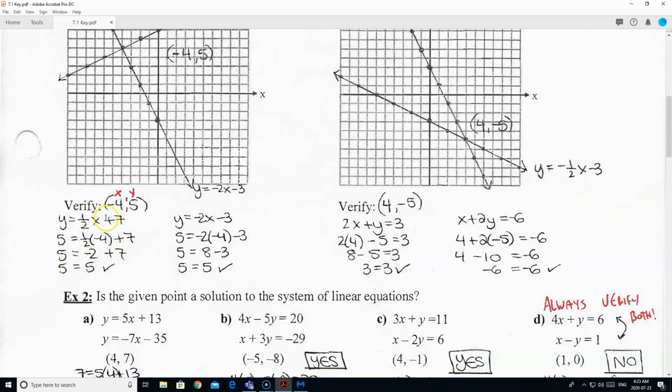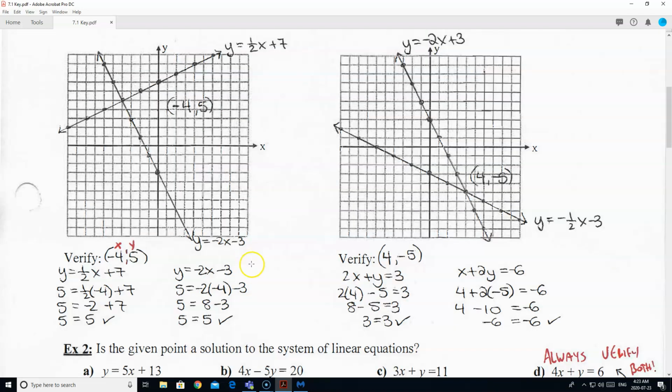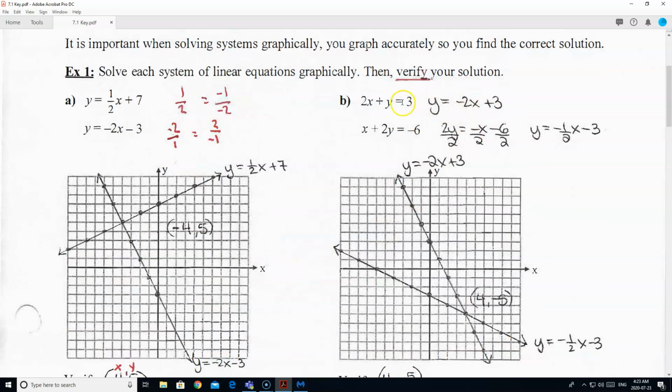When you do the math here, 5 equals 5. Same thing with the second equation: you plug in the point, -4 for x and 5 for y, and the left side equals the right side, so it's verified. Now in this example, they give you two equations. It's not in the form of y equals mx plus b, so what do we do?